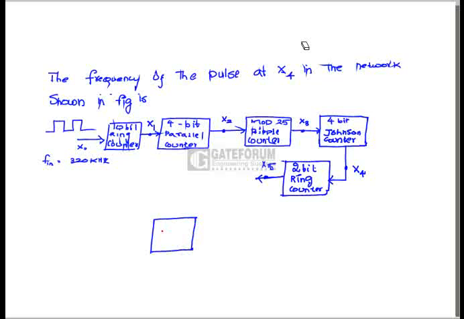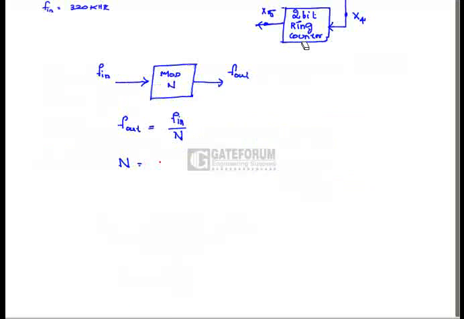If we consider a mod n counter whose input frequency is given as f in, and whose output frequency is given as f out, then the relationship between f out and f in in terms of its states is given as f out equals f in divided by n. N is nothing but the number of states of a given counter.